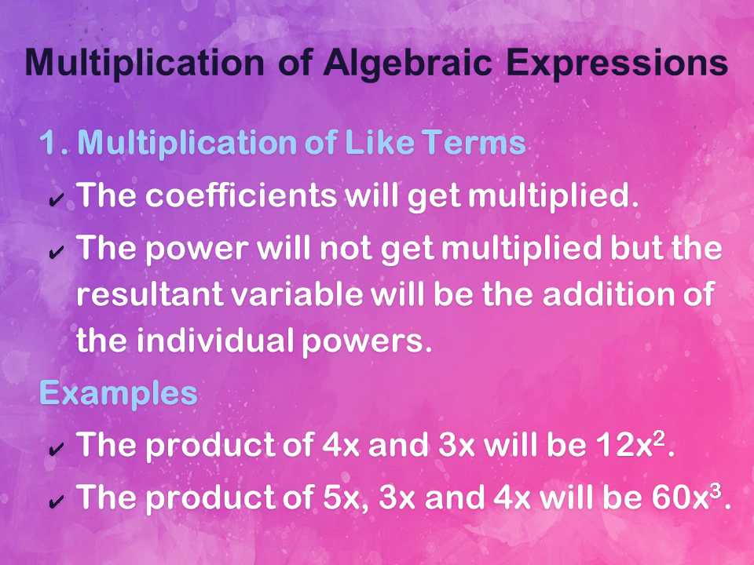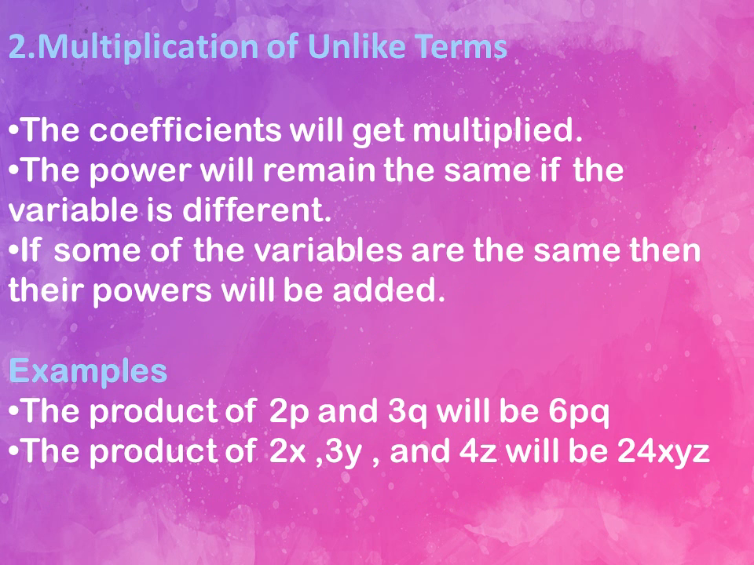Second, the product of 5x, 3x and 4x will be 60x cube, as 5 into 3 into 4 is equal to 60 and x into x into x is equal to x cube. Now, multiplication of unlike terms. Whenever we multiply unlike terms, their coefficients will get multiplied. The power will remain the same if the variable is different. If some of the variables are the same, then their powers will be added.